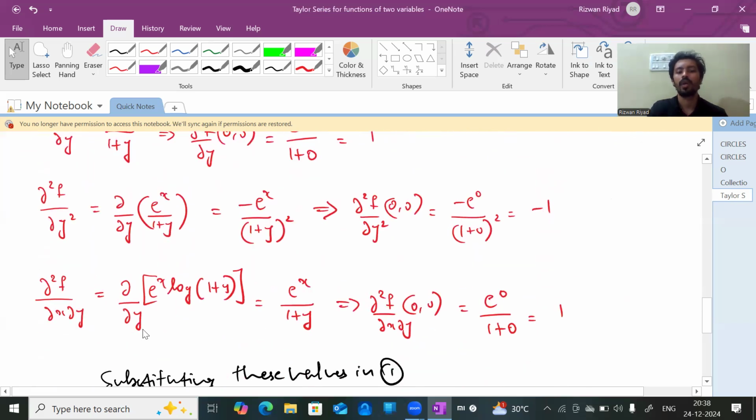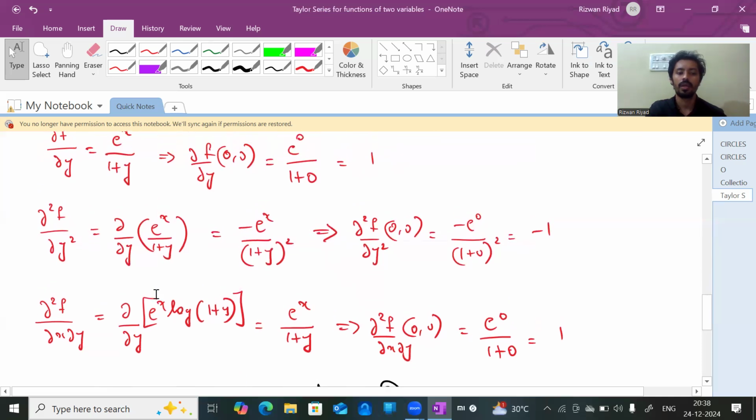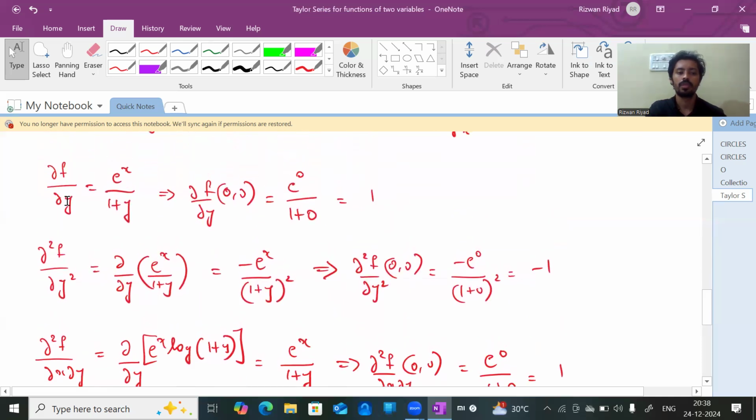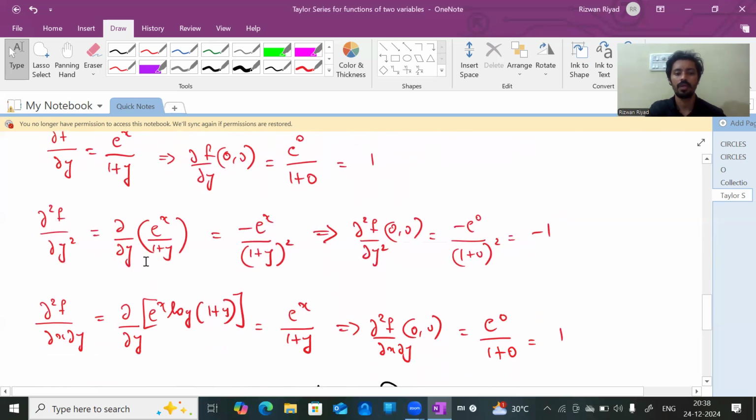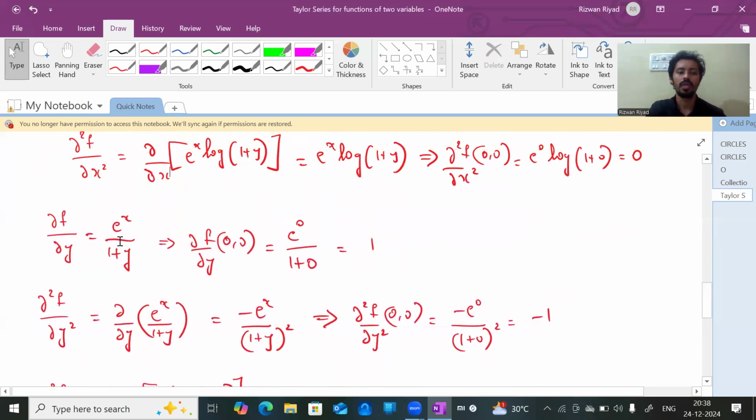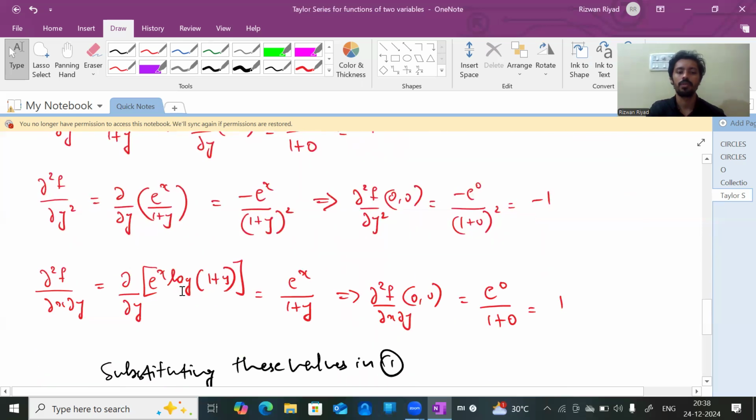Then again with respect to y. So again differentiate this with respect to y. So the partial derivative of e^x log(1+y) with respect to y becomes what? This already we got, right? The derivative of this function f with respect to y we already got as this one. So e^x/(1+y). Now at the point (0, 0), e^0/(1+0) is 1 only.